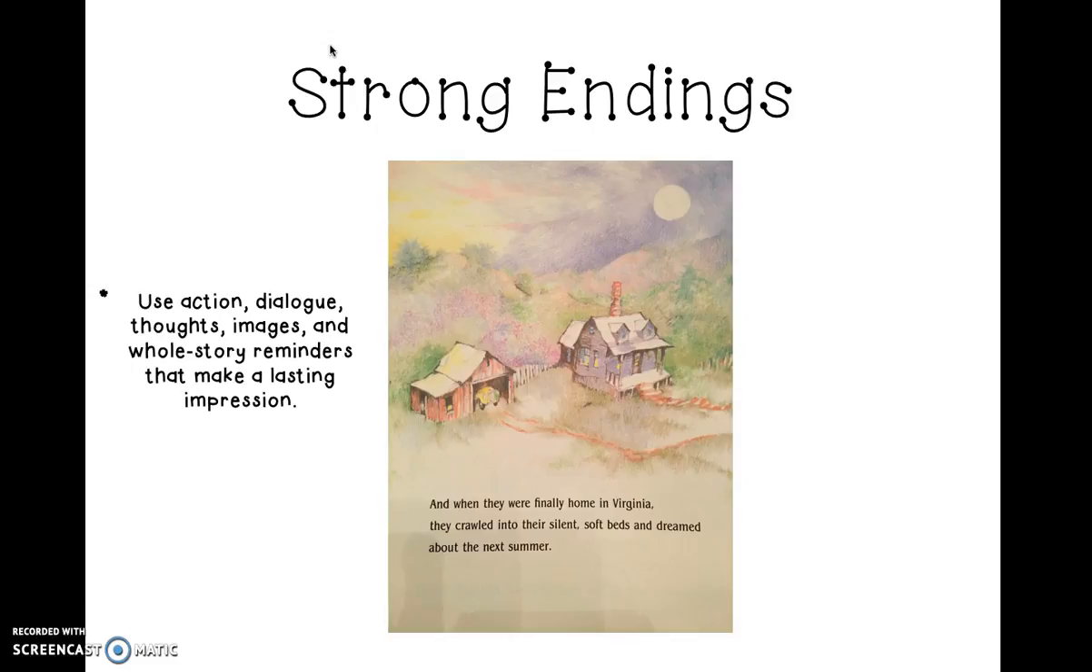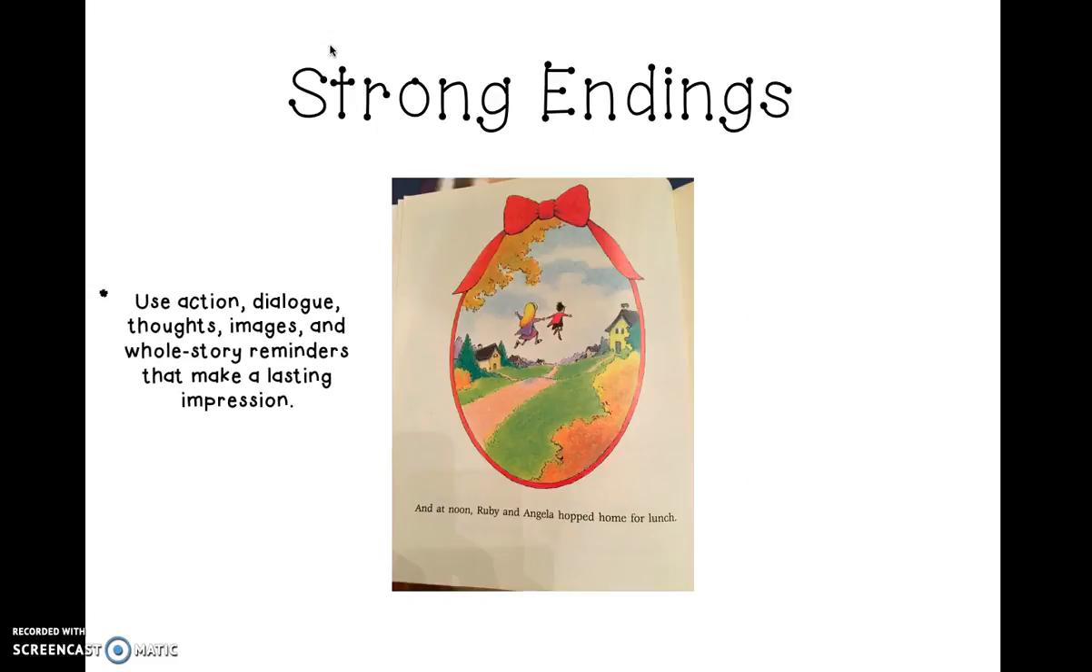So for this ending, this author used a strong ending by using different thoughts and used a beautiful image in the picture. And they also used some strong words like saying that they were finally home and that they were dreaming about the next summer. So it's making that lasting impression for the reader to know that the story has ended.